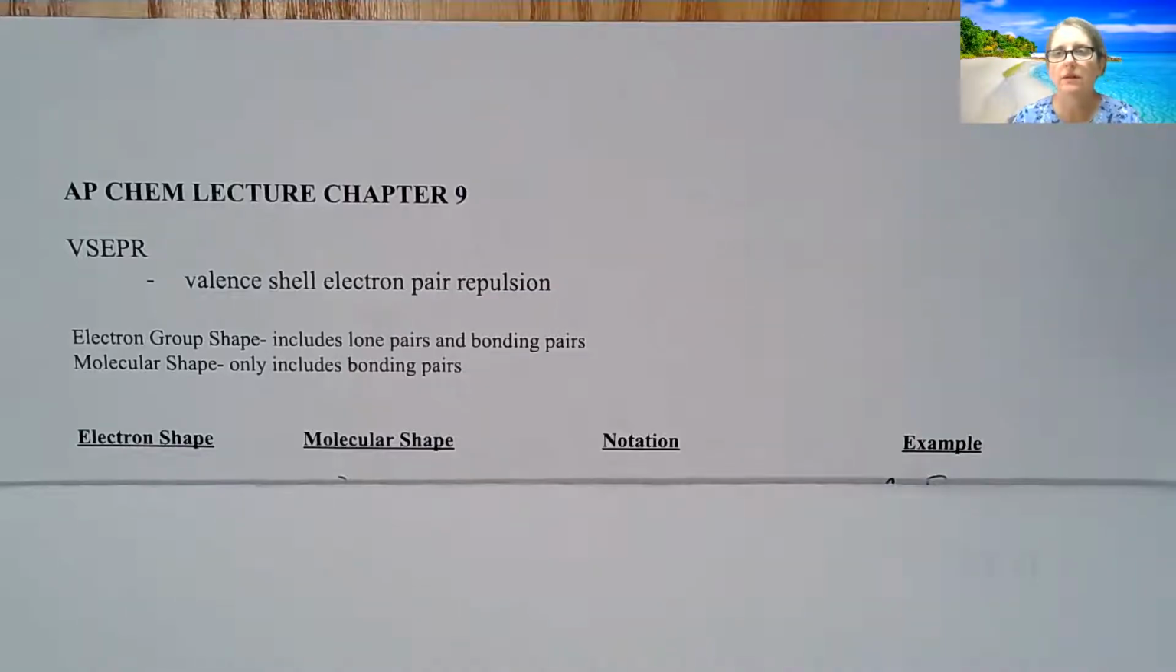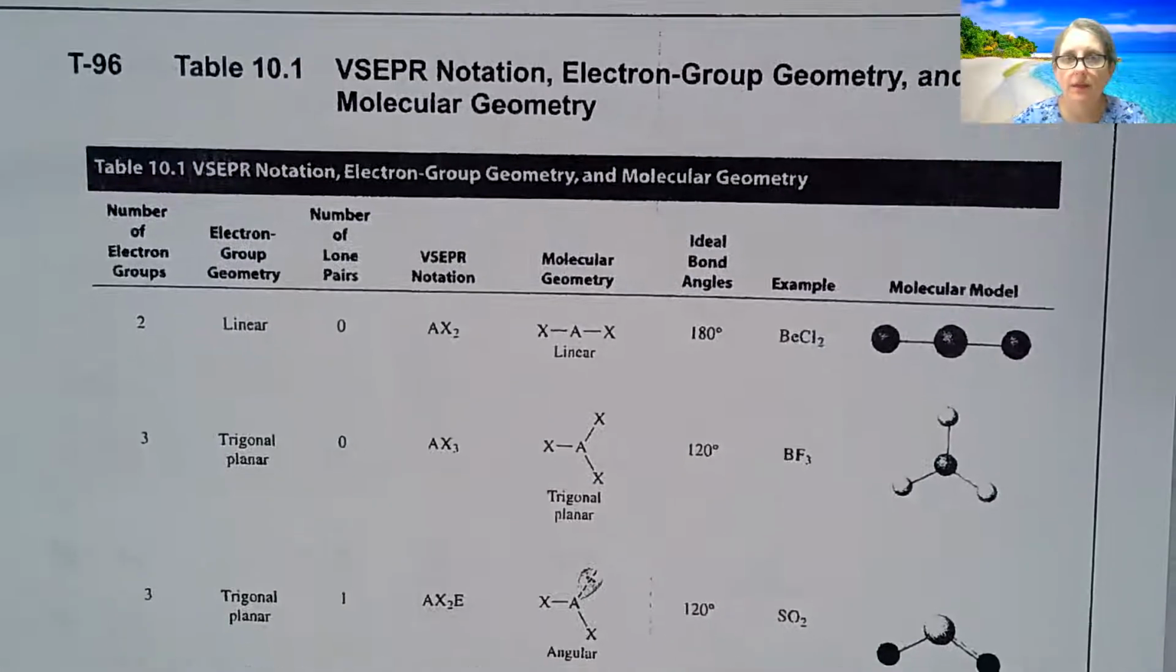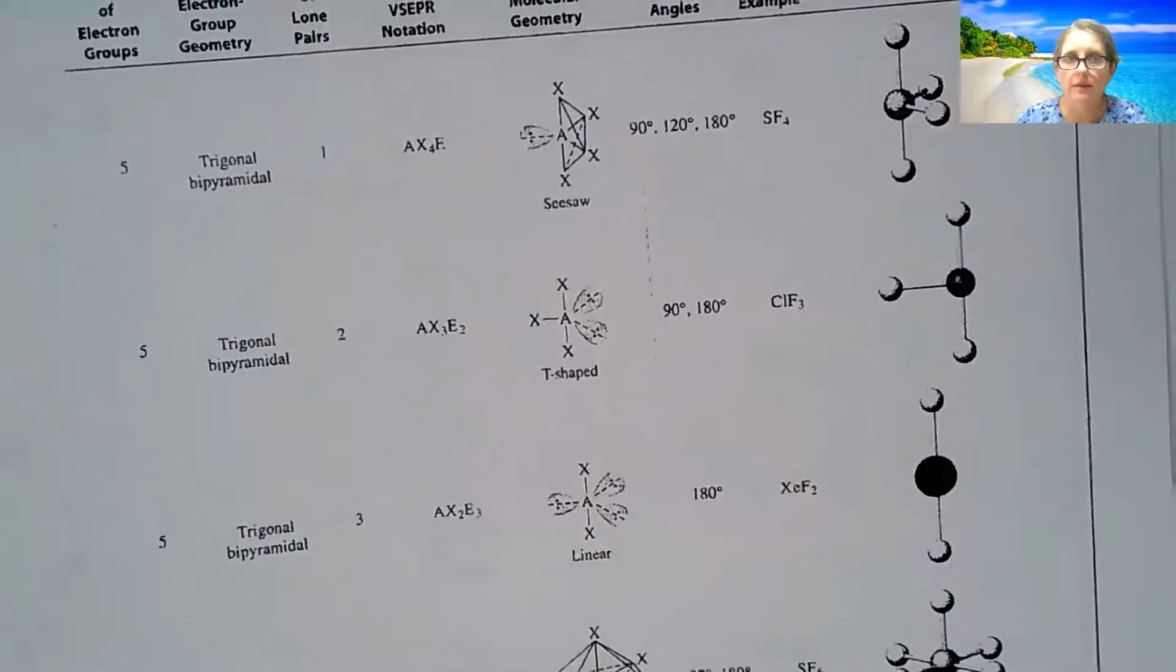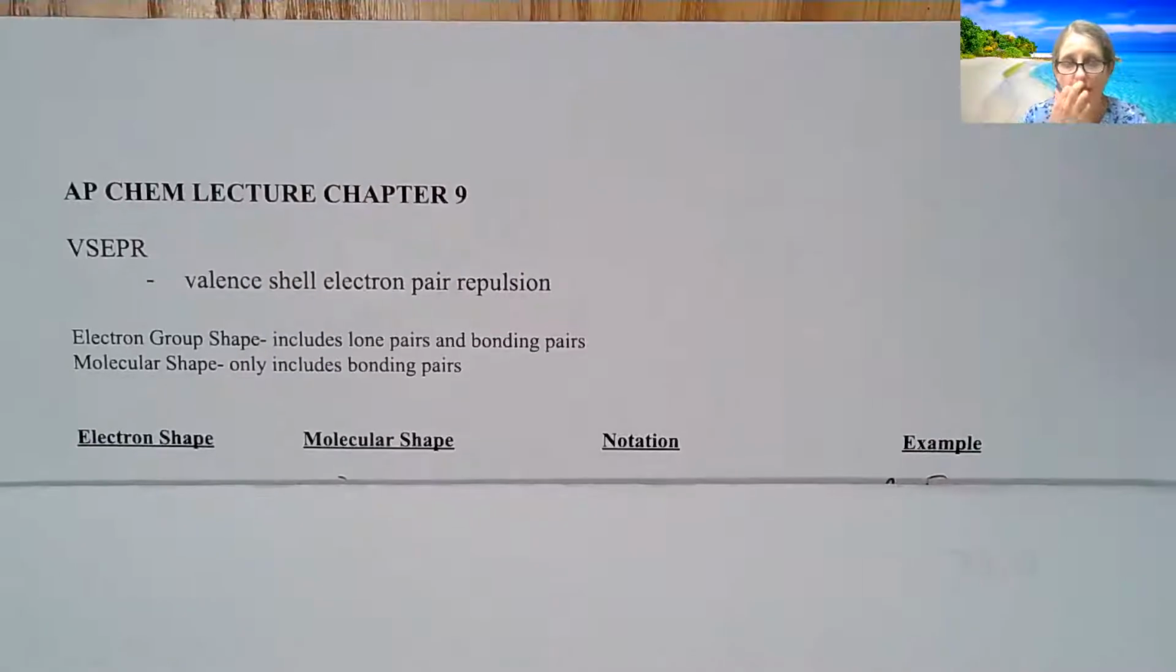So this is the start of chapter 9 notes, and it's just a continuation of what we've been talking about in chapter 8. So I put both of these together. While we go through this section, you might want to print out my VSEPR table that I have for you. Take that out while we go through these shapes.